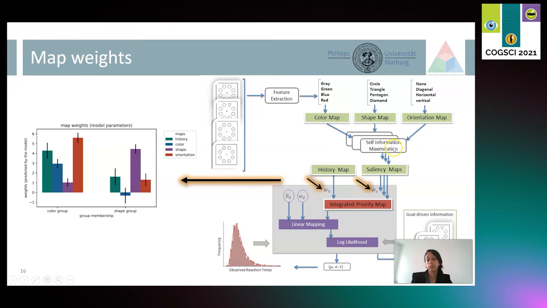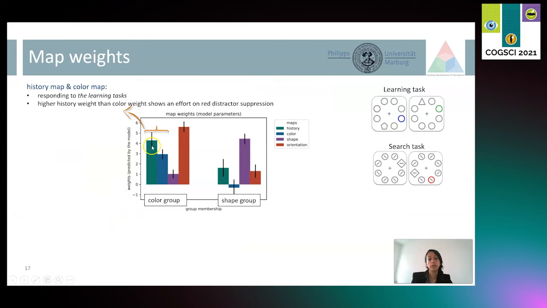As you remember, we talked about the weights, WS and WH, saliency map weights and history map weights. To see how the model learns to predict these weights and how these weights differ between color group and shape group, we plotted them here on these bar charts for both color and shape group. And then if we look at history and color map weights, we see that they are higher in the color group than the ones in the shape group.